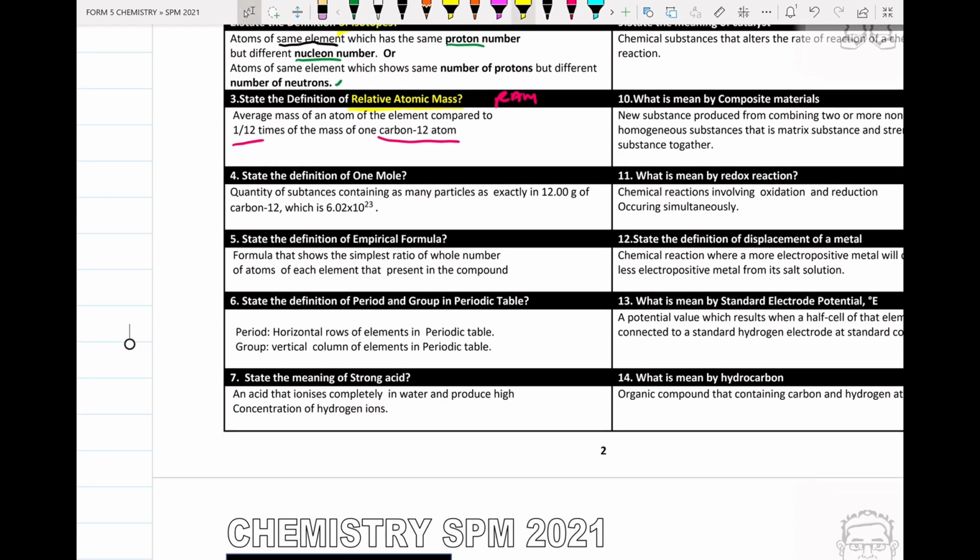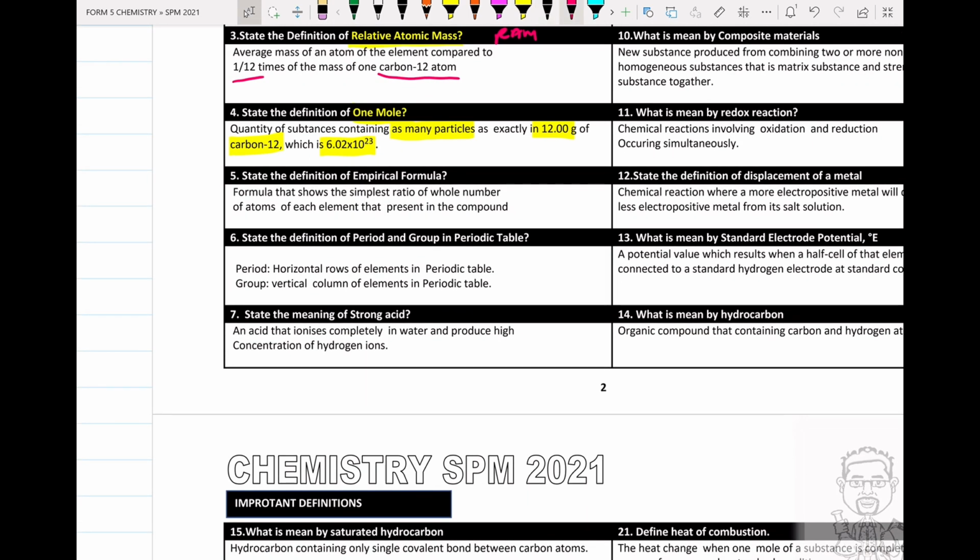All right, so we go for the fourth definition. What is meant by 1 mole? The quantity of substance that contains as many particles as in exactly 12 grams of carbon-12, which is exactly the Avogadro constant.